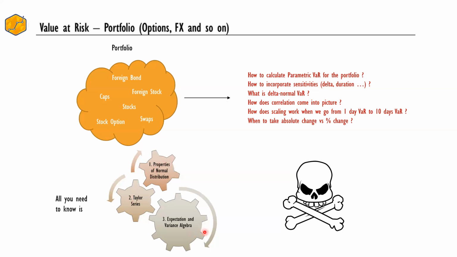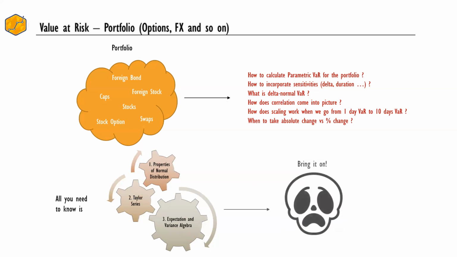Okay, so if you master these three things, then value at risk becomes really easy. You can tell parametric VaR, bring it on. So what we'll do is look at these three topics at a very high level. We'll do some small toy examples and then we'll get to the calculation of value at risk.